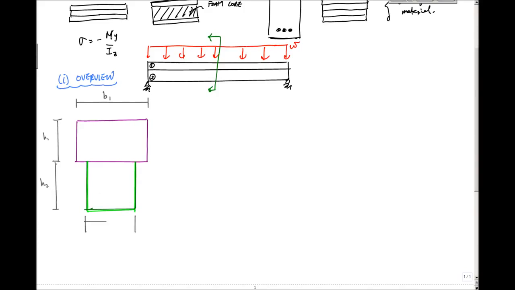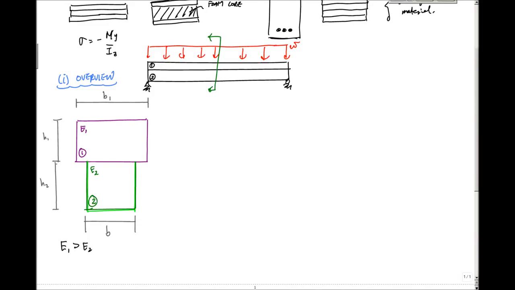And I'll just call that B. This is material 2, with modulus of elasticity E2. And this is material 1, with modulus of elasticity E1. We'll say that E1, or material 1, is stiffer than material 2. So this could be steel, and for whatever reason, this is concrete or wood or something, something you bonded together, okay?